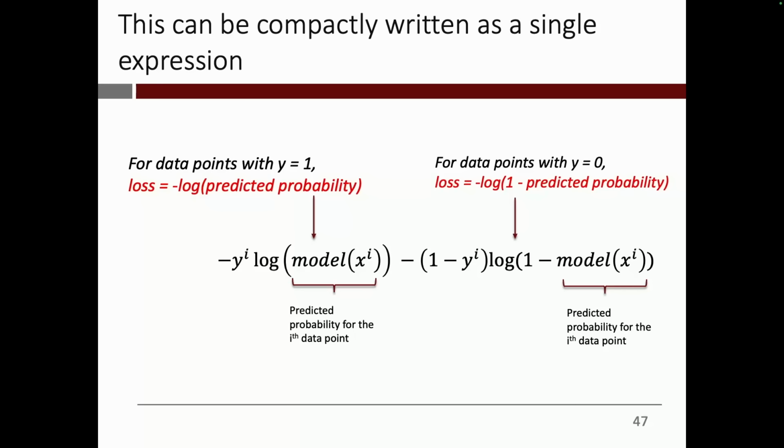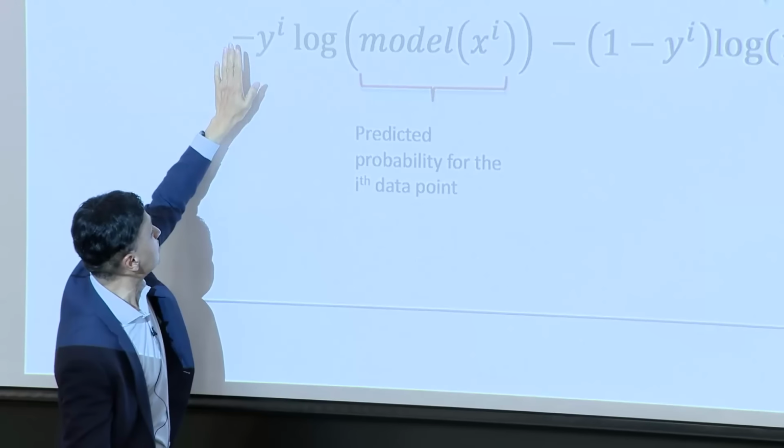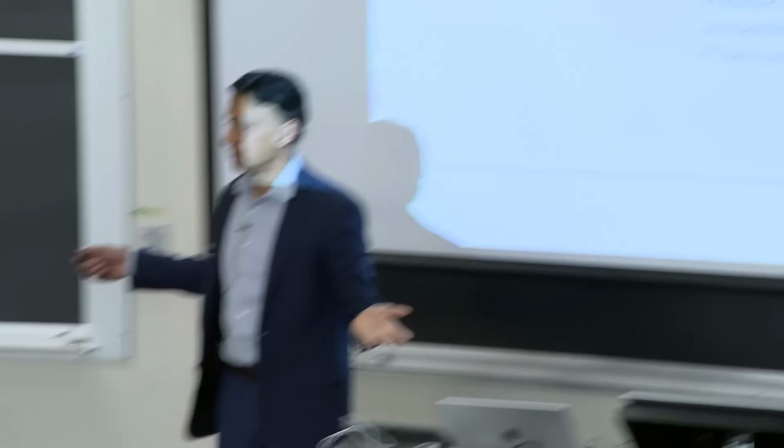So let's say there is a patient for whom y equals 1. When you plug in y equals 1, this becomes 0. The whole thing will collapse to 0. While here, y equals 1 just means it becomes minus log probability, which is what we want.